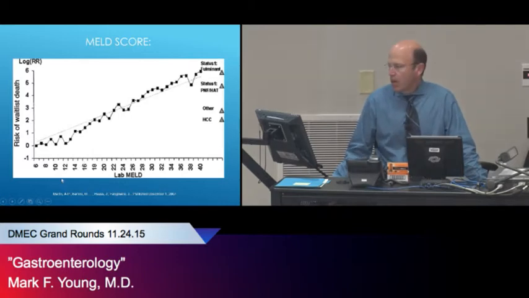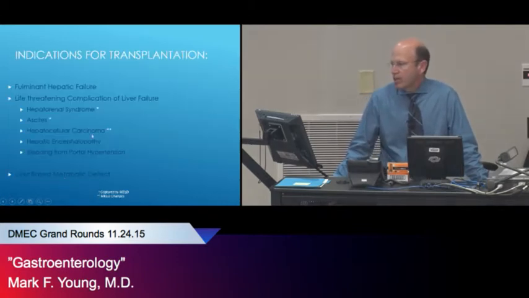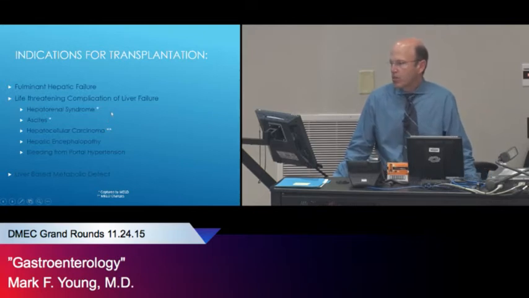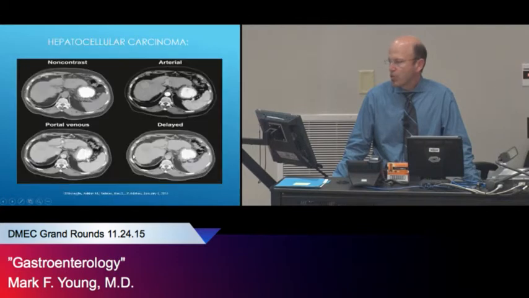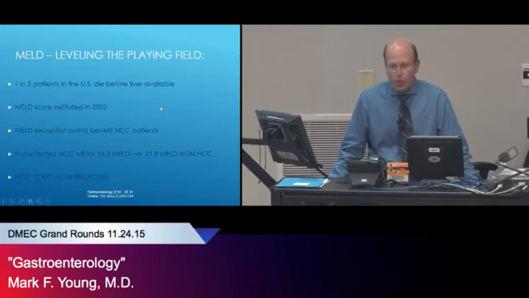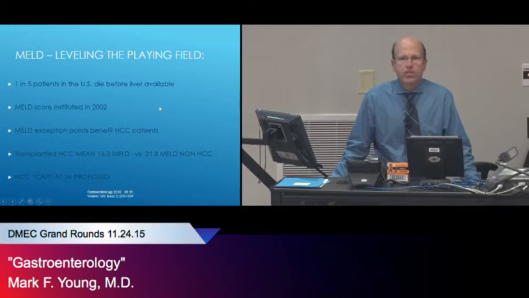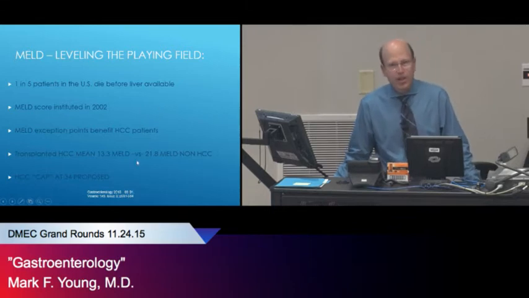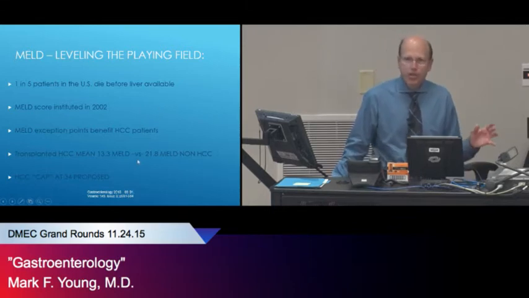Now, the indications for transplant would be hepatic failure, hepatorenal syndrome, ascites, hepatocellular carcinoma, encephalopathy, and bleeding from portal hypertension, as we already went over the hepatocellular cancer slide. But the thing that is changing with the MELD score are these exception points. So many patients with hepatocellular carcinoma are given extra points for having hepatocellular carcinoma, so they can be transplanted early.